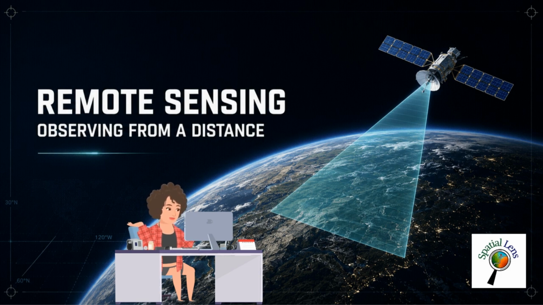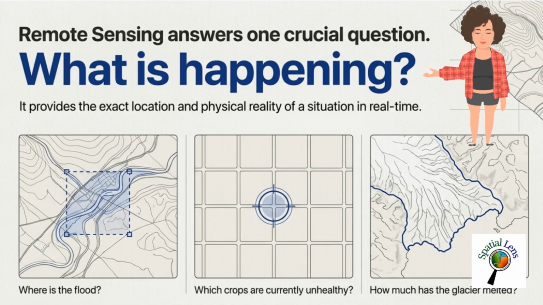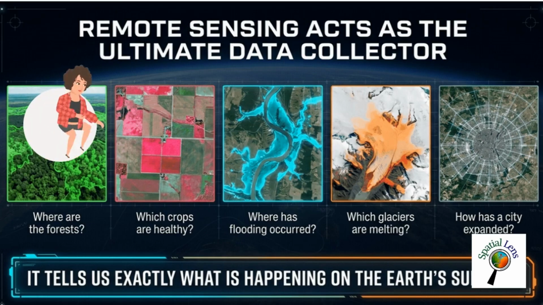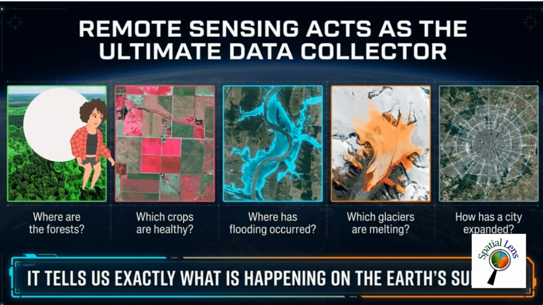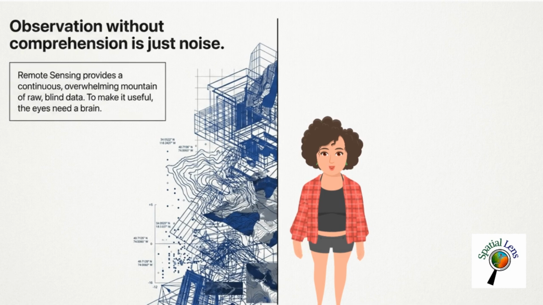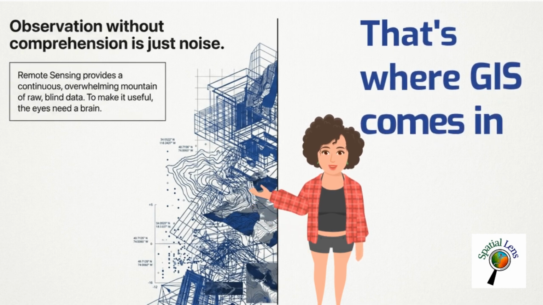But here's something important. Remote sensing mainly focuses on one thing: collecting data. It answers questions like, where are the forests? Which crops are healthy? Where has flooding occurred? Which glaciers are melting? How has a city expanded? It tells us what is happening on the Earth's surface. But after collecting all this information, someone still needs to analyze it and make decisions. That's where GIS comes in.